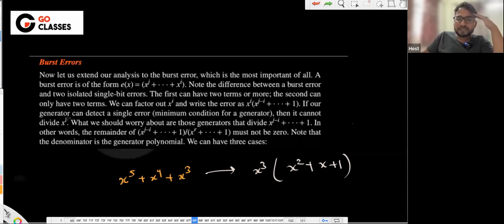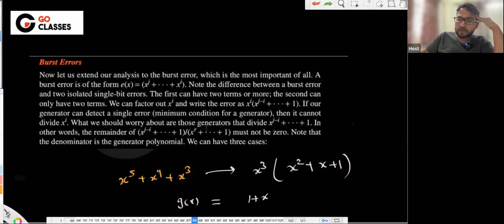So they are saying that, as a minimum condition, if our generator can detect a single error, then it cannot divide x power i. Let's suppose my generator is 1 plus x. Can it divide x cube? No. 1 plus x cannot divide x cube. So if it is not dividing this, then it cannot divide x power i.